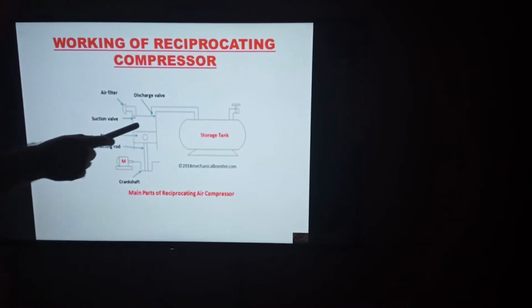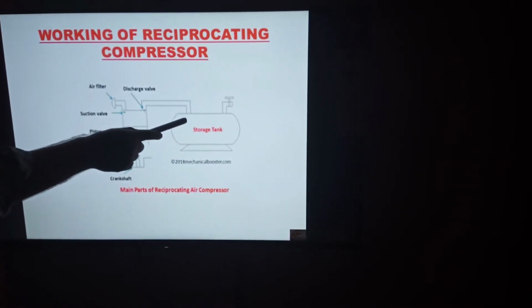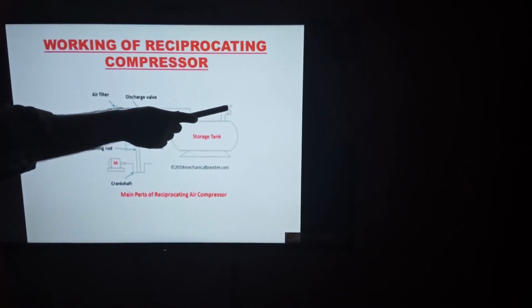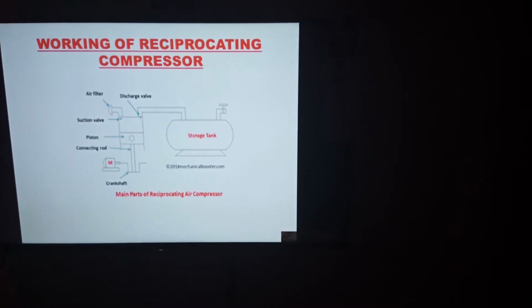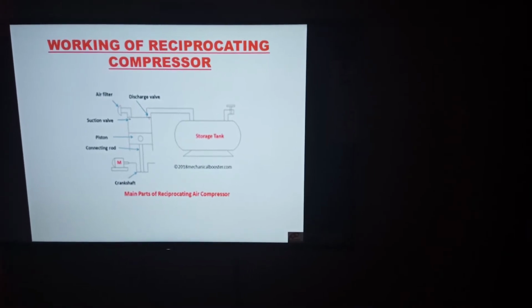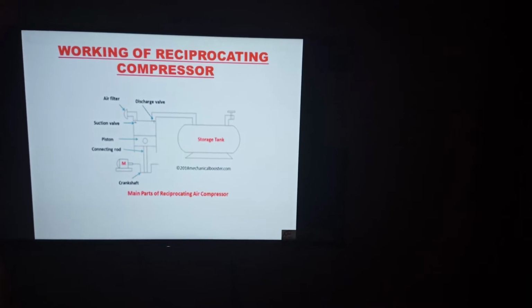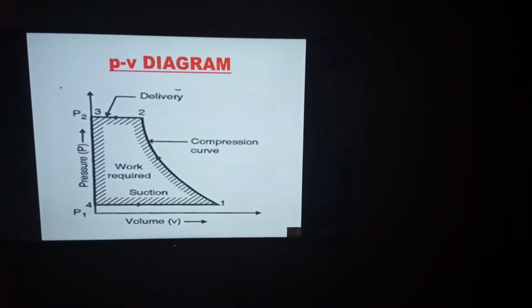And from the delivery valve, it enters into the storage tank. From the storage tank, it is transferred by pipeline to various applications. So this is how a reciprocating air compressor works. Simple. Now, this shows the PV diagram.